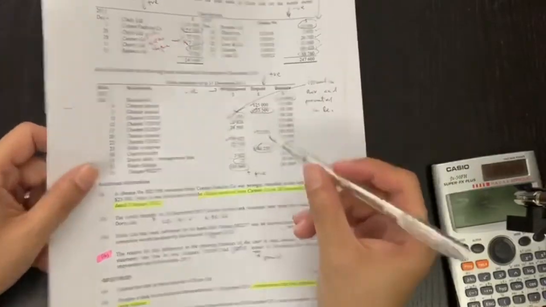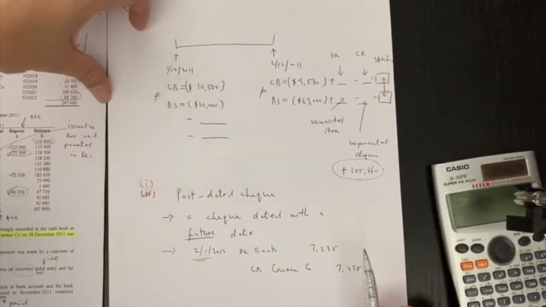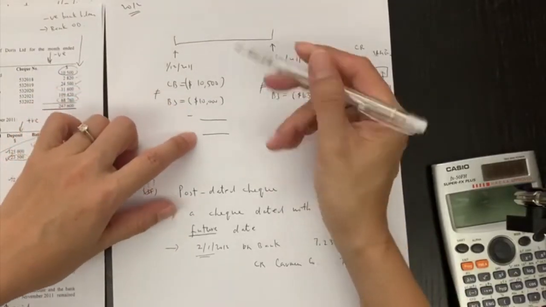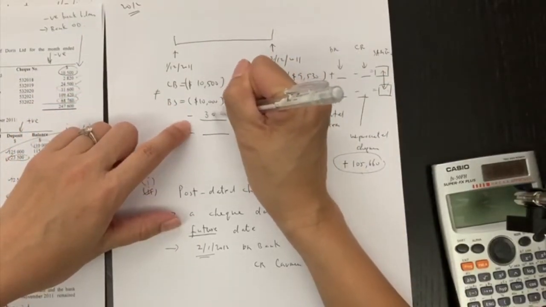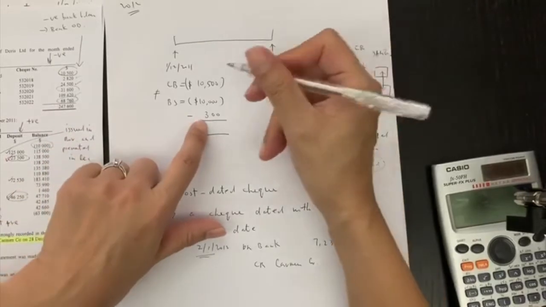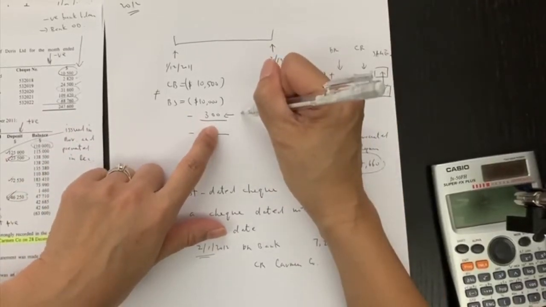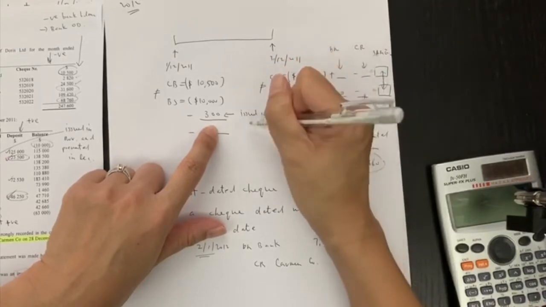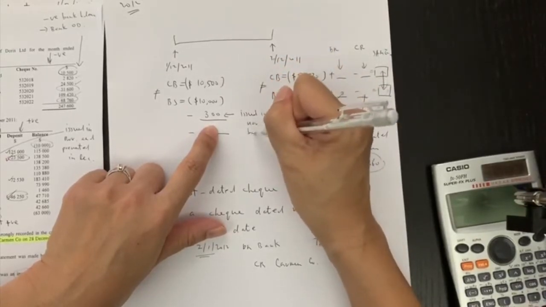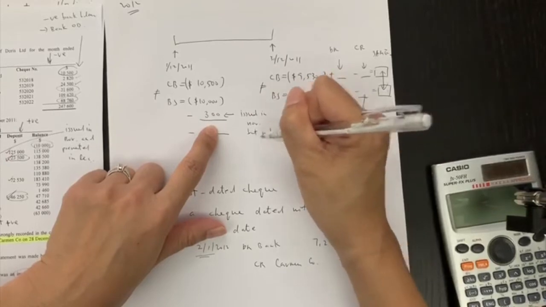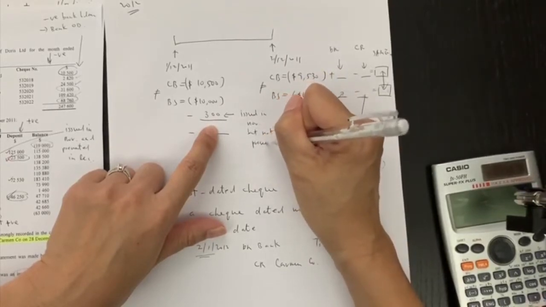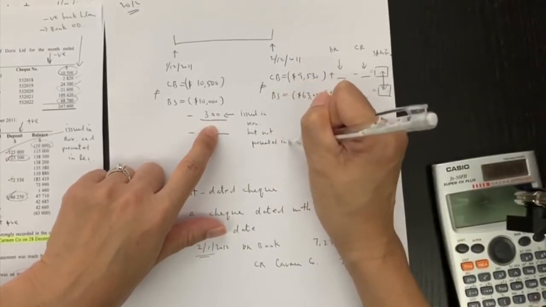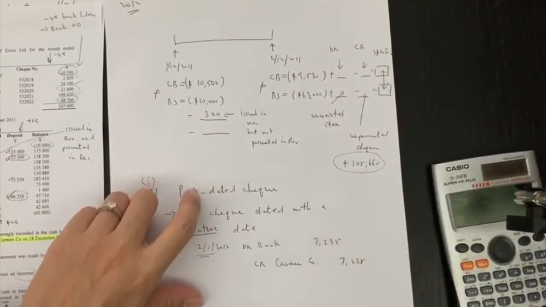Therefore, this 300 actually affects the opening balances here. So if I start with this 10,000, this will be minus 300. Which is what? Issued in November but not presented in November. Is that right?